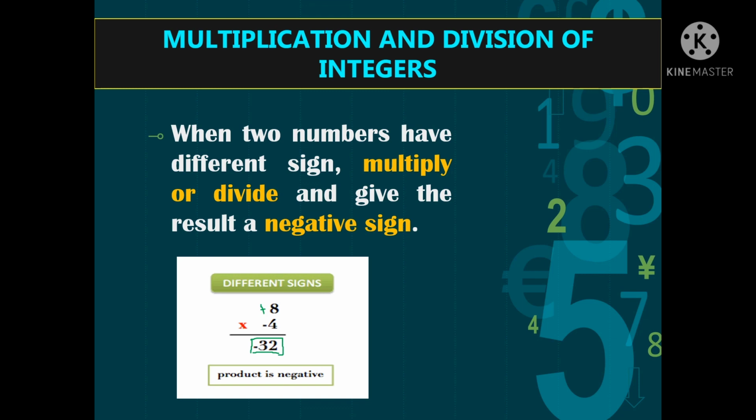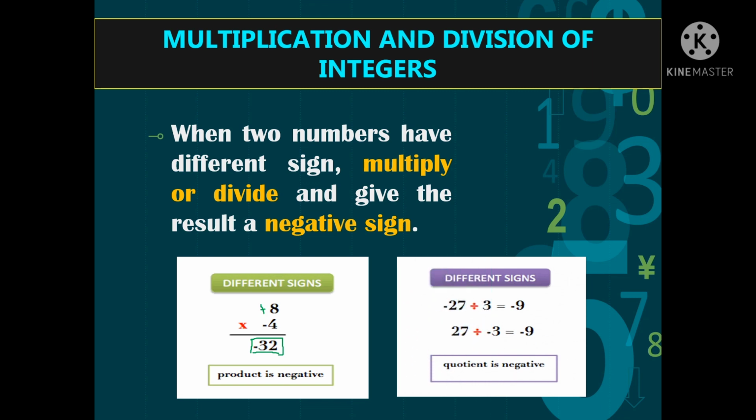Another example for division. So negative 27 divided by positive 3. We will divide them. That is equal to 9, but we will give a negative sign to the result. That's why we have negative 9. Same with this, 27 divided by negative 3, that is equal to negative 9, following the rules of multiplication and division for case number 2.